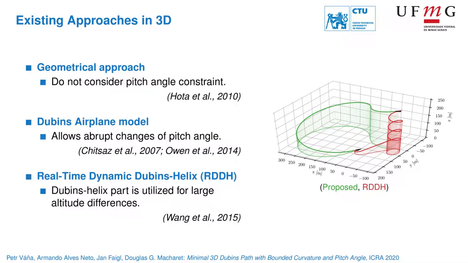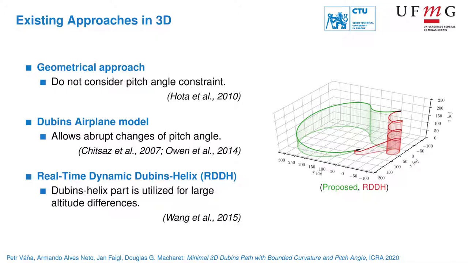First, the geometrical approach connects two turn segments in 3D with a straight line. However, the pitch angle of the straight segment is not constrained, and it leads to unfeasible solutions. In contrast, the Dubins airplane model was designed for aircraft, so it considers the pitch angle constraint and inserts spiral segments when the altitude difference between endpoints is too large. However, the pitch angle is allowed to be changed abruptly. For some applications, this simplified model may be sufficient, but here we want to find the shortest path without any discontinuities in the vehicle's direction.